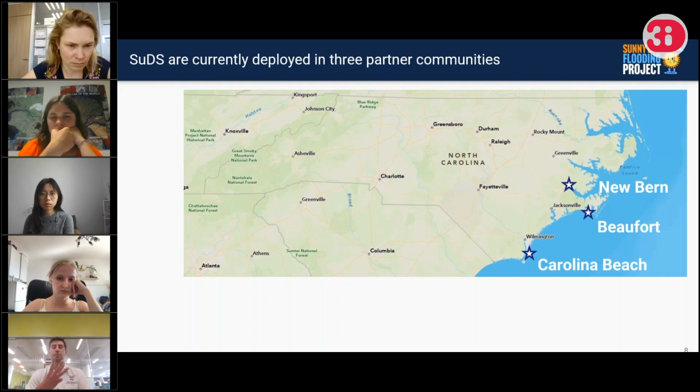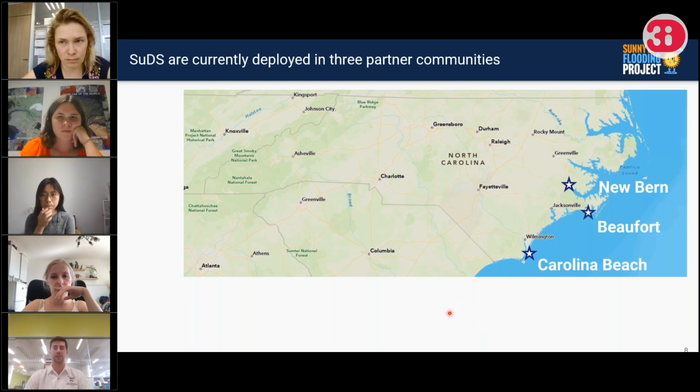SUDS are deployed in 3 partner communities in North Carolina. This presentation will focus on the town of Carolina Beach. This town is the focus of my PhD and the first location where we're developing a model to simulate flooding. We installed the first SUDS here back in February 2022.